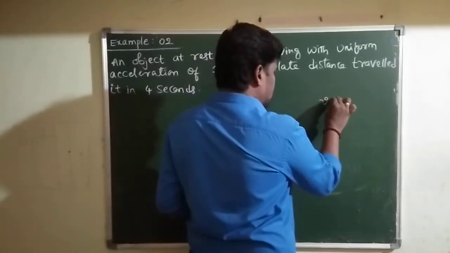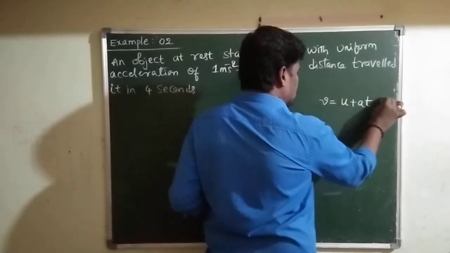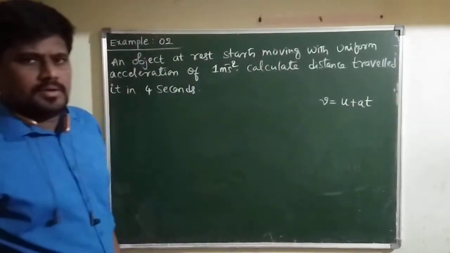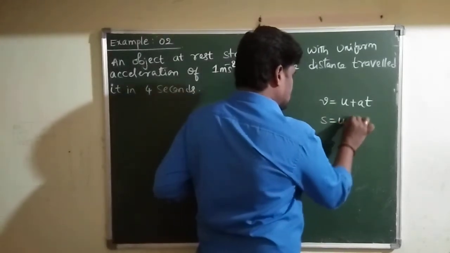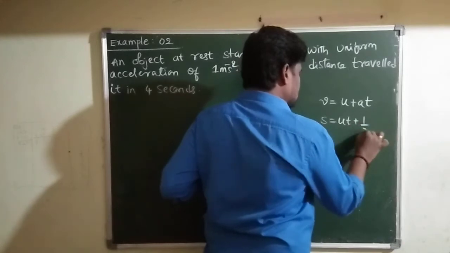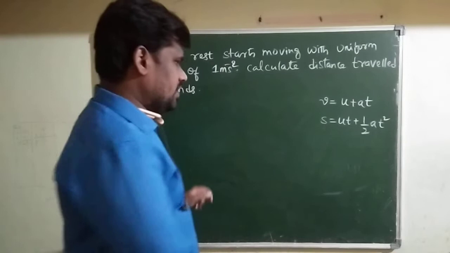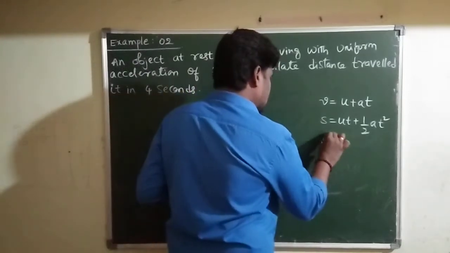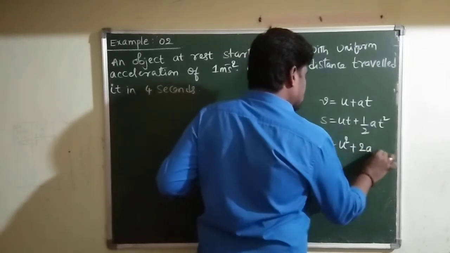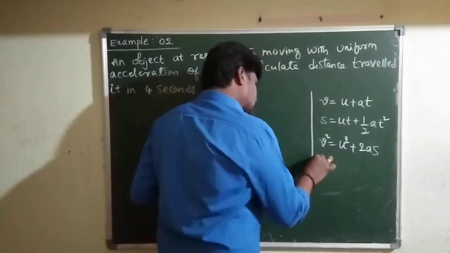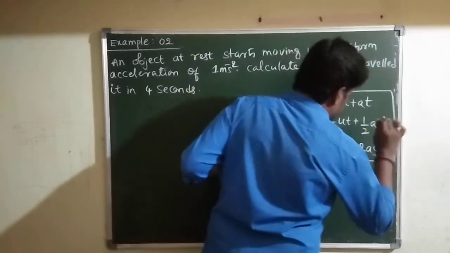One important equation of motion is given by V is equal to U plus AT, and the second equation of motion is given by S is equal to UT plus half AT square. The next equation of motion is given by V square is equal to U square plus 2AS. These are the three important equations of motion.